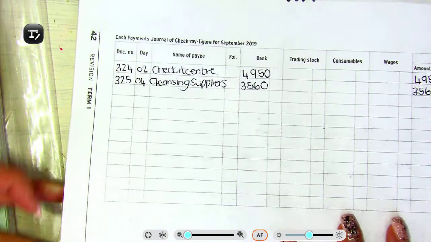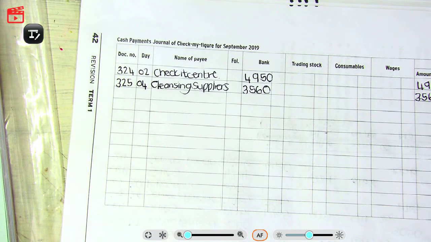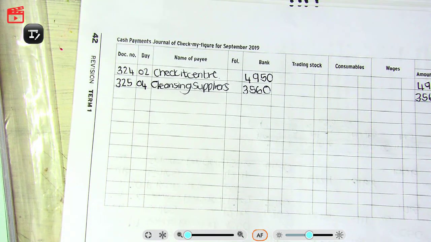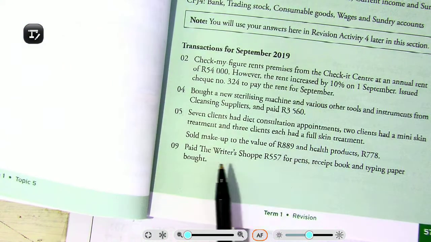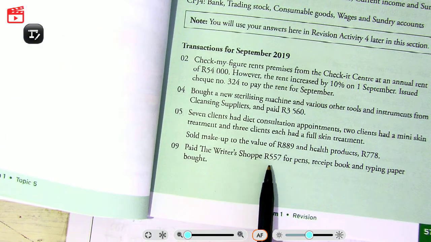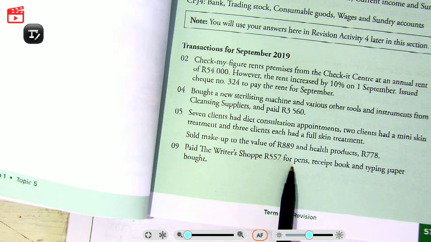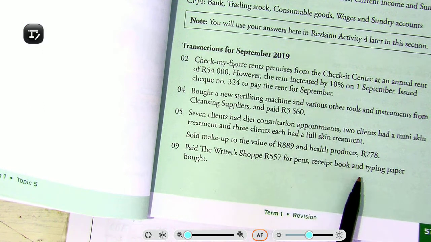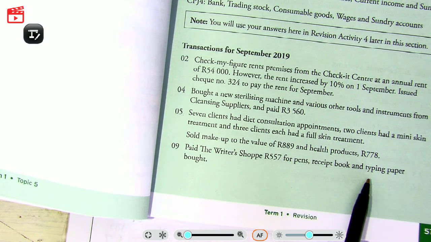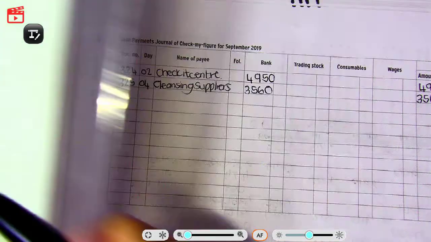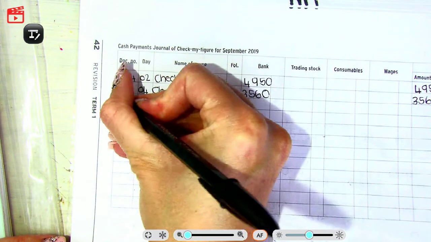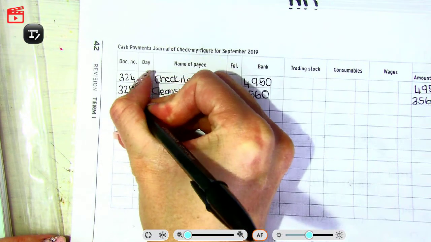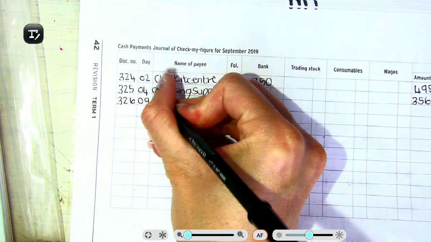Okay, my next transaction that goes into my CPJ is on the 9th, and it says that we paid the writer's shoppy 557 Rand for pens, receipt book, and typing paper bought. Okay. Right, so that is on the 9th. Once again, my document numbers continue in sequence. 326. I'm paying writer's shop.